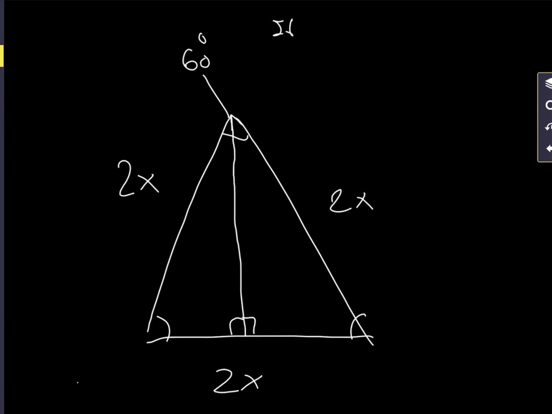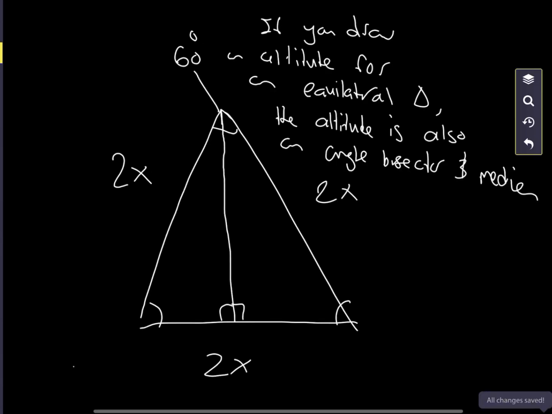In an equilateral triangle, I'll just write this down real quick. Okay, so my handwriting might be a little bit sloppy, but it says that if you draw an altitude for an equilateral triangle, the altitude is also an angle bisector, so it splits this big angle into two equal parts, and a median. So it splits this segment into two equal parts, which means this part is x and this part is also x. And if you're wondering where I got this theorem from, well, we know that these two angles are 60 degrees, right?